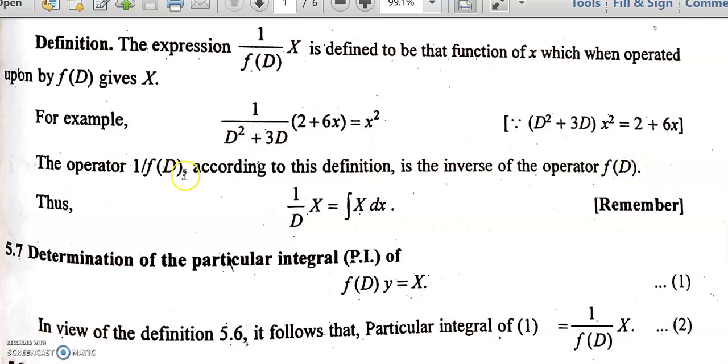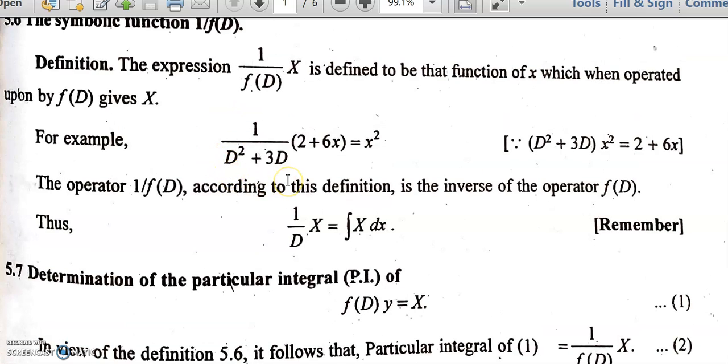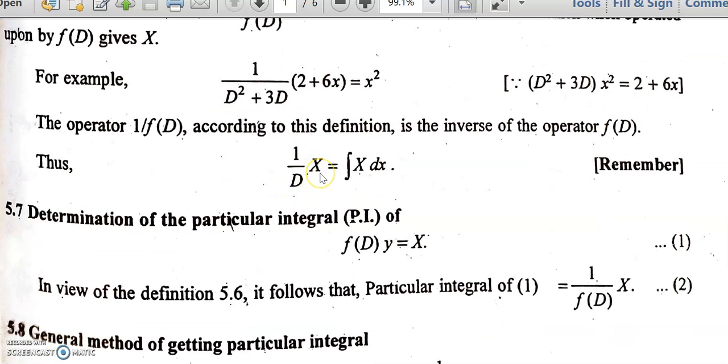Okay, so f of D acting directly means differentiation over the function, and 1 by f of D means integration over the function. So 1 by D operating on x means integration of x dx. Okay, integration of x dx, and D means the derivative with respect to x.